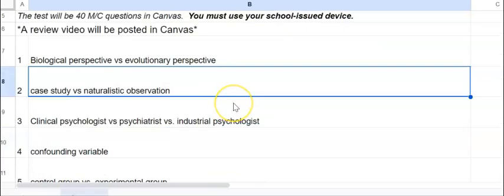Number 2, case study versus naturalistic observation. Both are non-experimental methods in gathering data and observing in a research scenario. In a case study, it's usually a narrow group of subjects, usually something rare or unique. Our example that we used in class was serial killers, but it might also be something like a rare cancer type. And in it, they're gathering a large amount of data, but it's diverse data.